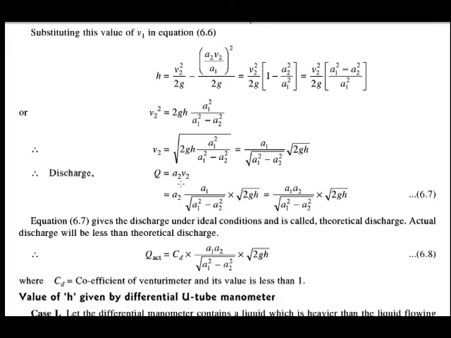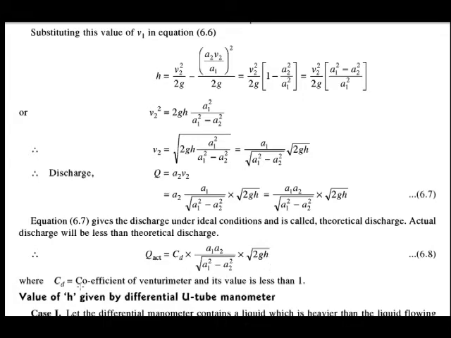This equation gives the discharge under the ideal condition, so this is called the theoretical discharge. The formula is A1 A2 upon under root of A1 square minus A2 square into under root of 2gh. Then the actual discharge will be less than this theoretical discharge. The actual discharge is equal to Cd into A1 A2 upon under root of A1 square minus A2 square into under root of 2gh.